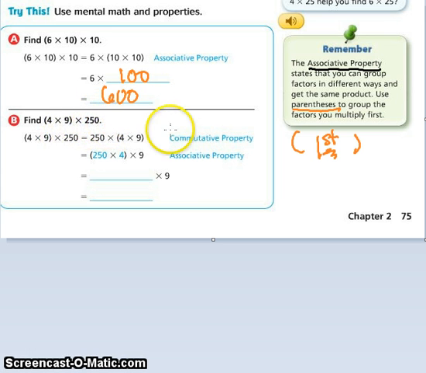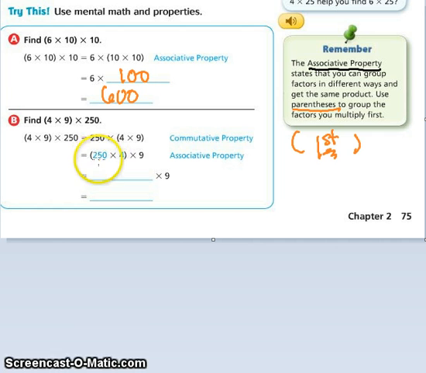Again, we can use the commutative property and the associative property. So if I've got 4 times 9 times 250, I can kind of turn it around and say, well, 250 times 4 times 9. But then I can also change it around to say (250 times 4) times 9. So let's find out what 250 times 4 is.